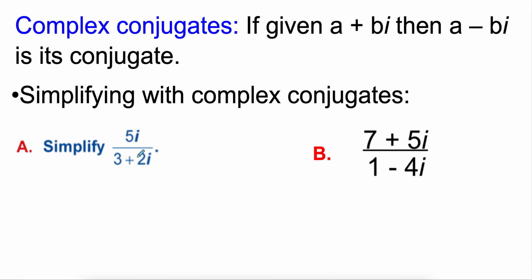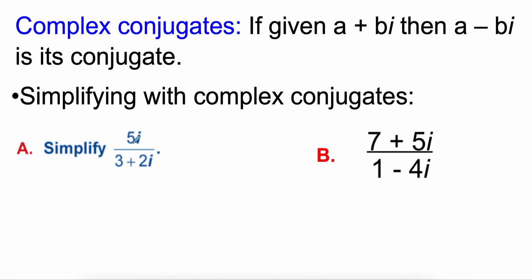So when we have more than one thing in the bottom, it will look like this. We have to use what's called the complex conjugates to simplify this one. Okay? So if you have A plus BI, then A minus BI is its conjugate. With something like this, when we're working with complex numbers, you have 3 plus 2I on the bottom. So it's a little more complicated than the last one. So we have to use what's called the conjugates. So that's the same exact numbers, but change the sign in the middle.